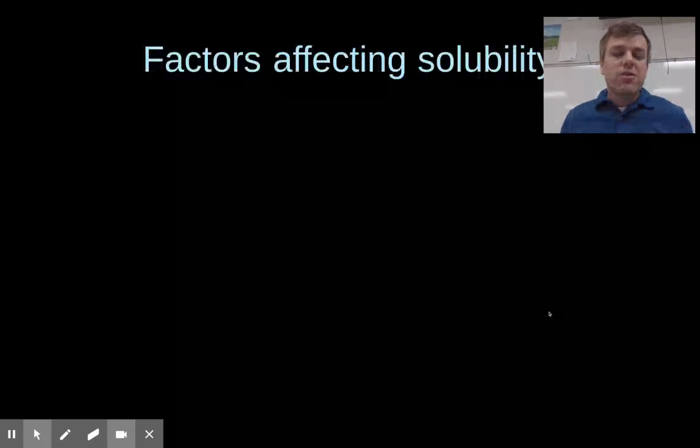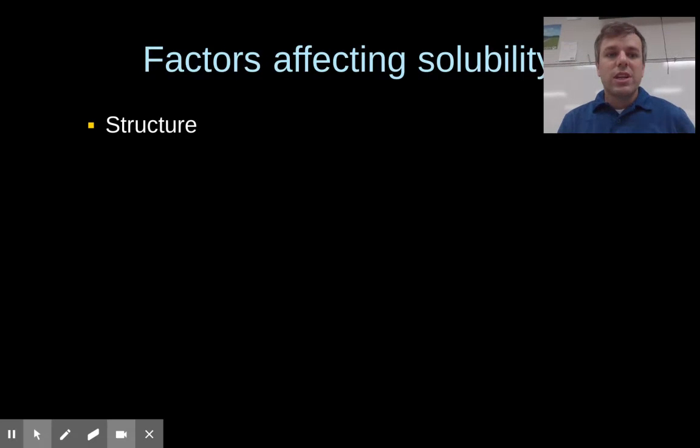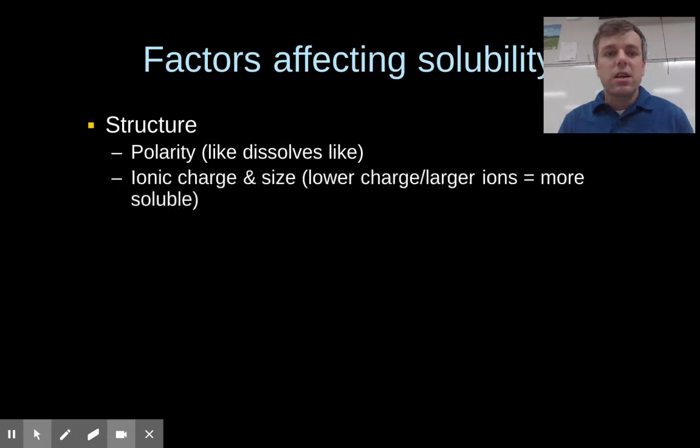Now, there are some factors that affect the solubility of substances, and that would be the structure of the molecules, for instance, polarity, the ionic charge, and size. The lower the charge and the larger the ions, the more soluble they are. Because in order for an ionic compound to dissolve, like for instance, potassium nitrate, water molecules have to be able to form ion-dipole attractions with the ions and pull them apart.